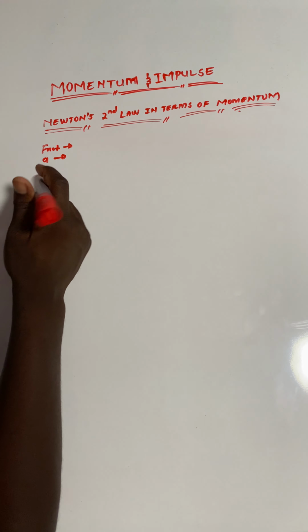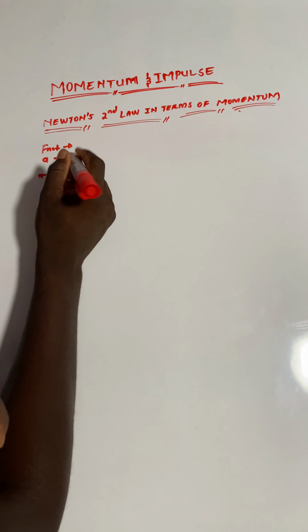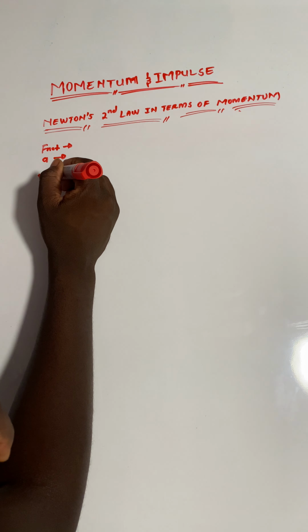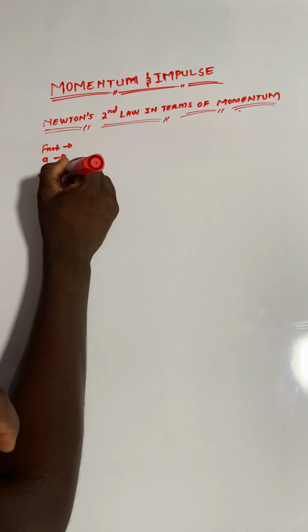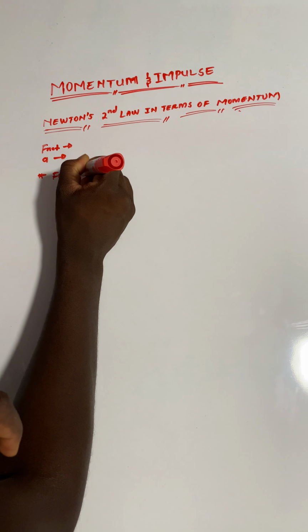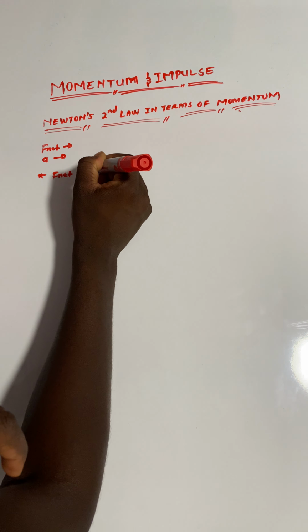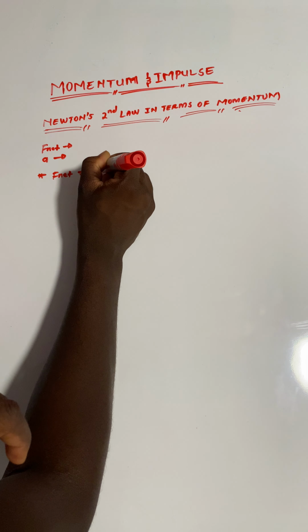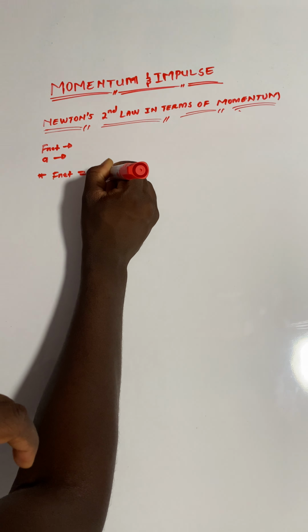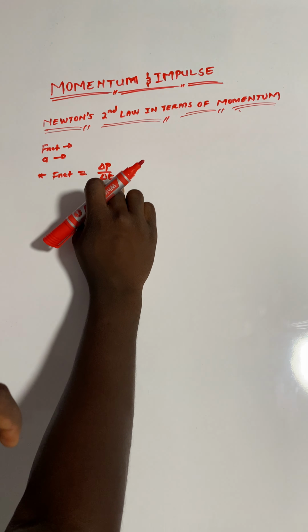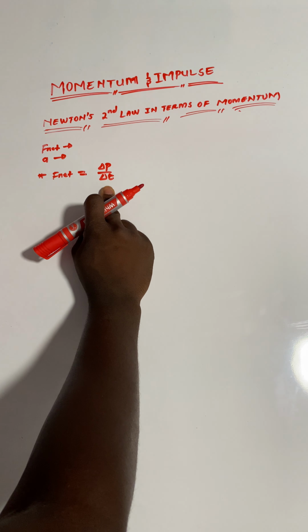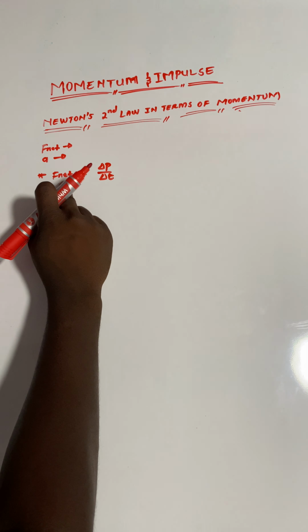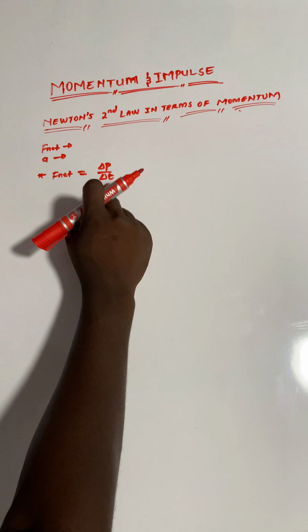Now let us check Newton's second law in terms of momentum, the definition according to the examination guideline. It states that the net force is equal to the rate of change of momentum. Once we see a rate of change, we know that something is divided by time. In other words, the net force is equal to the rate of change in momentum.